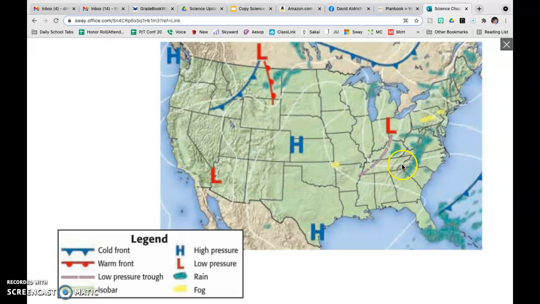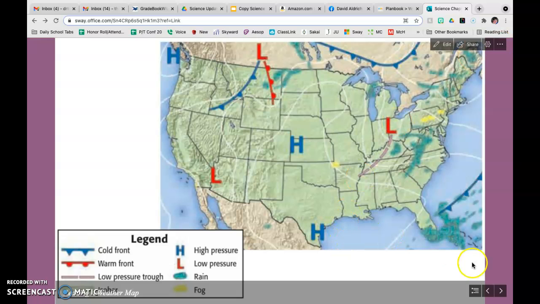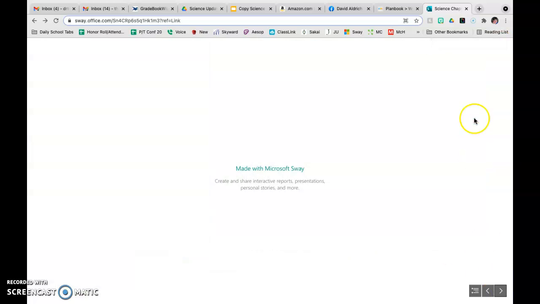So you can see, if you look here in East Tennessee, we've got this low pressure trough that's about to move through, and we don't have any rain here in East Tennessee, but it's all around us. So the closer these isobars are together, the windier it is in that location. So if you see a weather map and the lines are just really, really close together, then it's really windy where that is for that day. All right, this is the end of chapter 7.